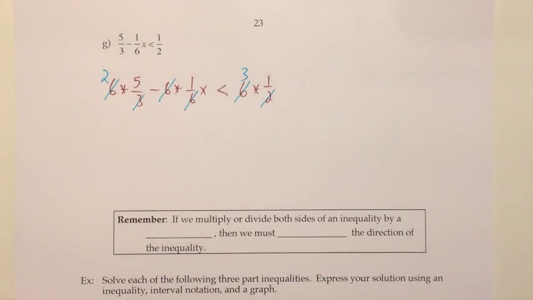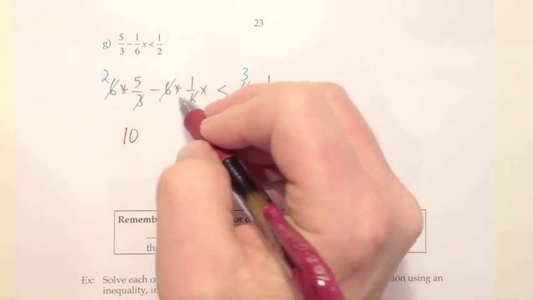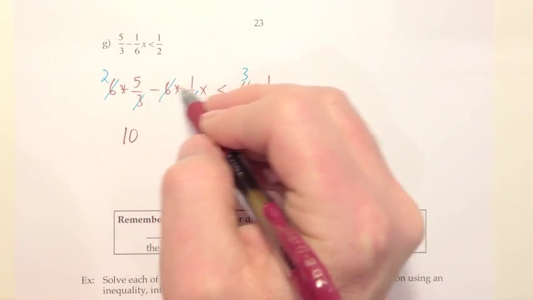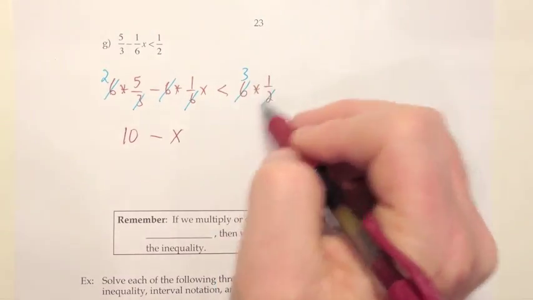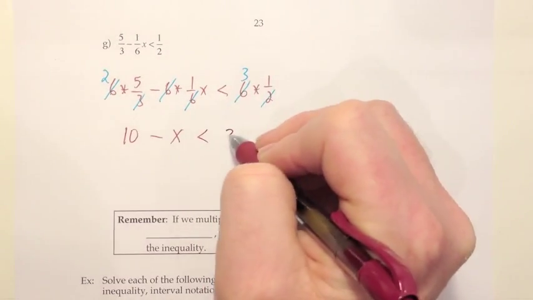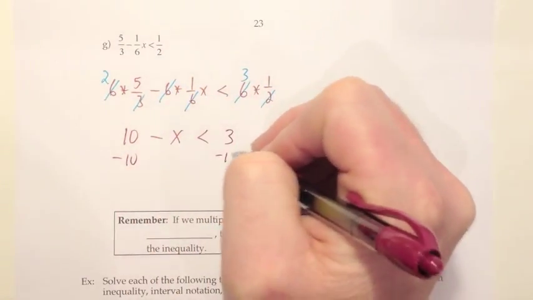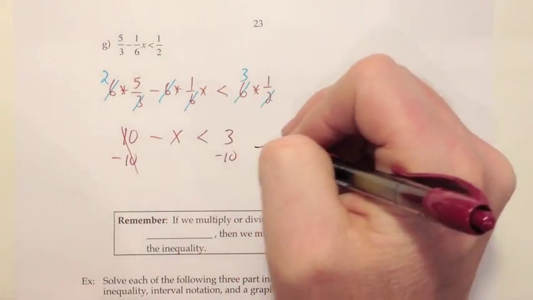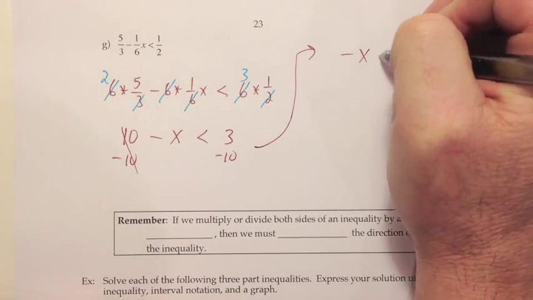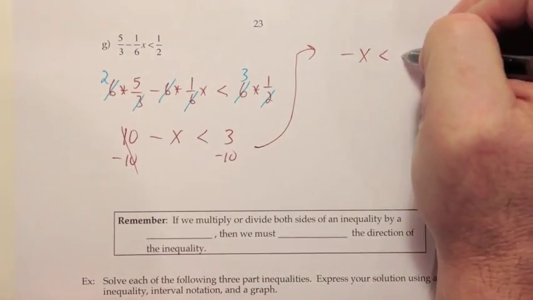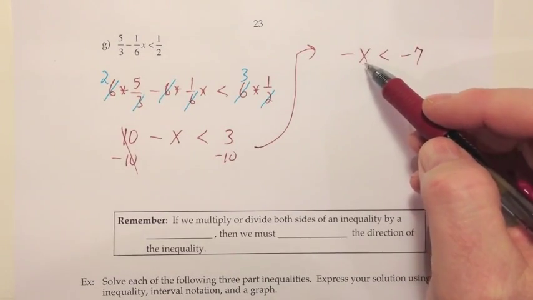So if we look at what's left over, in the first term we have 2 times 5, so that's 10. Here the 6's are gone, so we just have minus 1x, or just minus x. And on the other side we have less than 3 from the 3 times 1. And then we could subtract 10 from both sides. Those cancel. At that point it looks like I'm done almost. Negative x is less than, let's see, 3 minus 10 would be negative 7. But we don't want x by itself, or negative x by itself. We want x by itself.